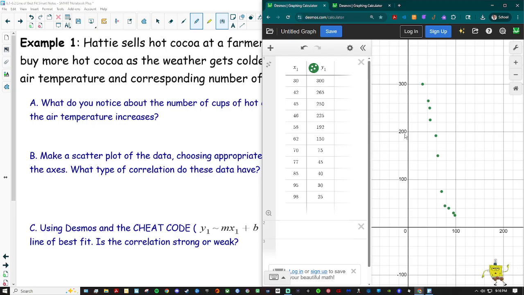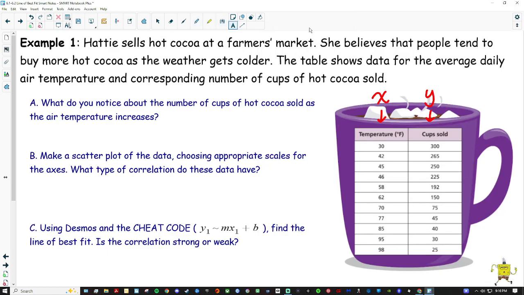So the first question asks me, what do you notice about the number of cups of hot cocoa as the air temperature increases? So as our air temperature is getting hotter and hotter, we see that these scatter points start to go down, which means as the temperature gets hotter, the number of hot cocoas we sell is going to decrease. So that is the answer to A.